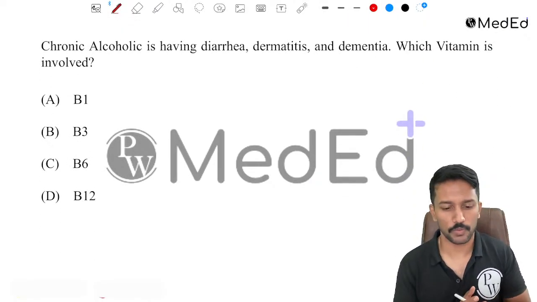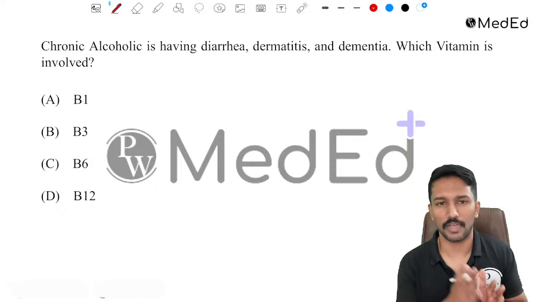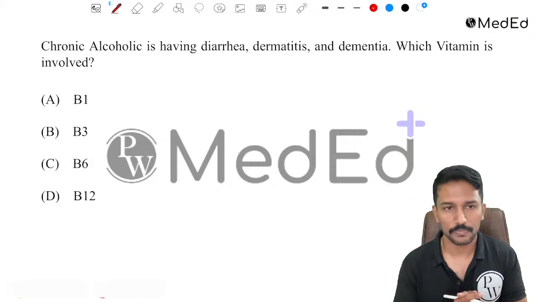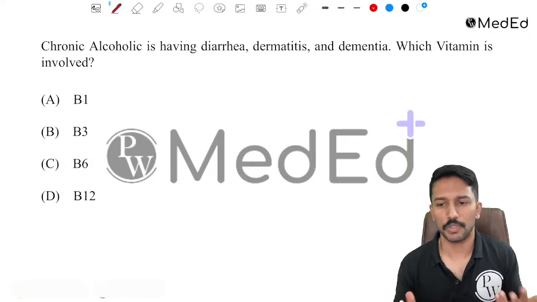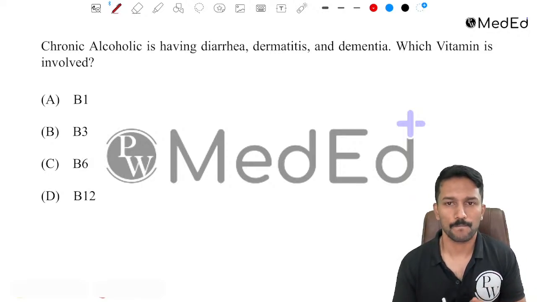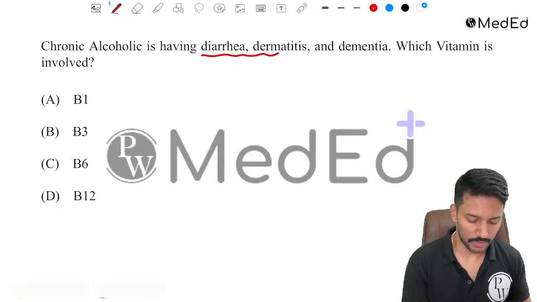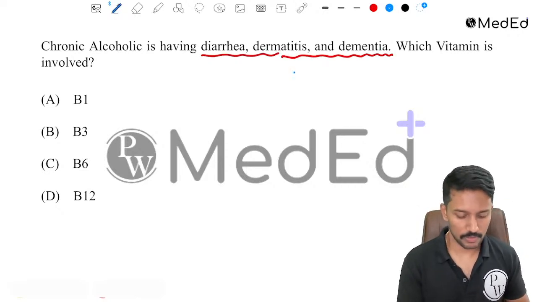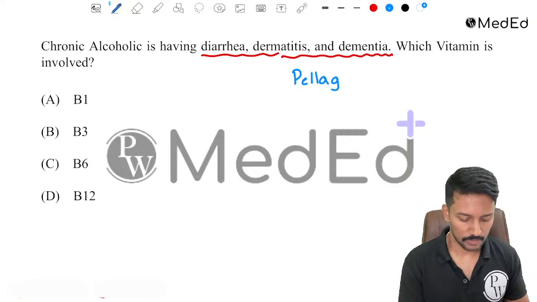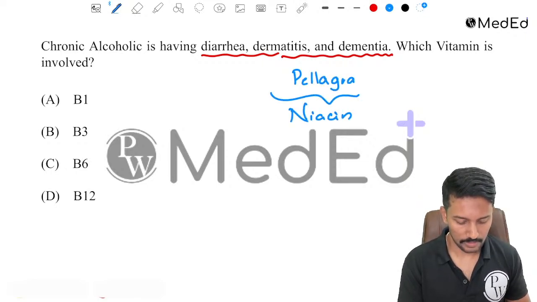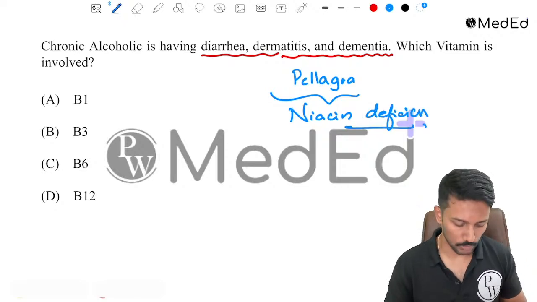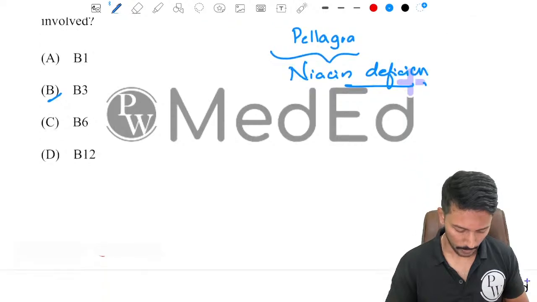Okay, this is a straightforward question. A chronic alcoholic is having diarrhea, dementia, dermatitis. Which vitamin is involved? B1, B3, B6, B12. 3Ds, we all know it is due to what? This is a case of pellagra, which is due to niacin deficiency. Right, so we will go ahead with the option B.